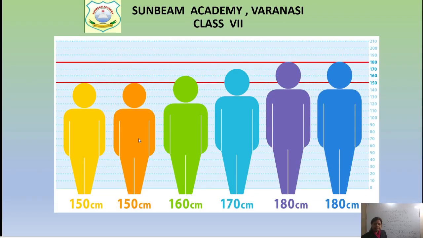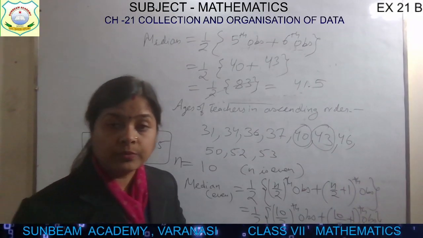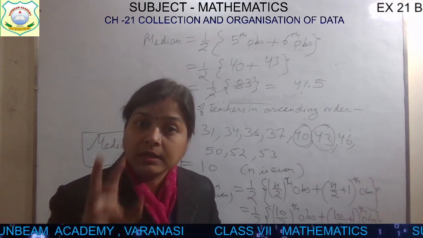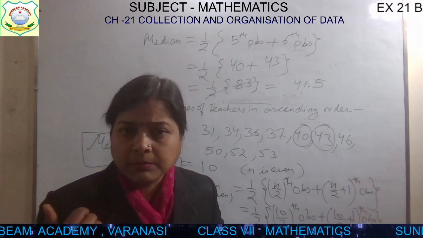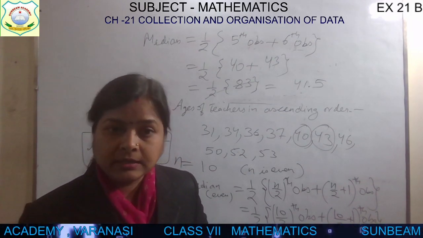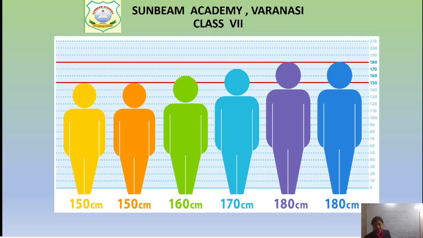So 150 centimeter, 150 centimeter, then 160 centimeter, then 170, 180 and 180. So 2 times 150 occurs and 2 times 180 occurs in the given set of data. So which is the maximum? Both are the same, na? So here 150 is also the mode and 180 is also the mode. Can you see the picture? I hope this picture is clear to you.